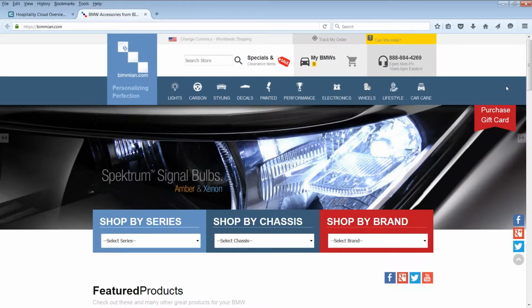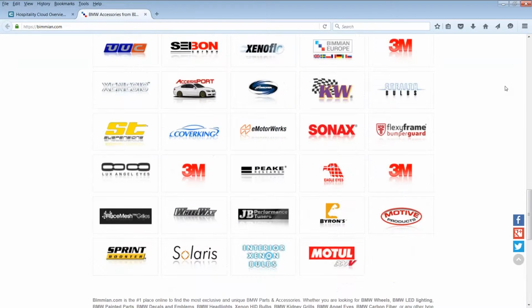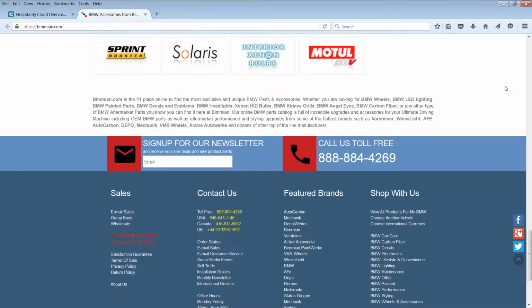If you scroll all the way down to the very, very bottom in very tiny writing, you have a lot of actually really good value propositions. Let's read that to the audience.